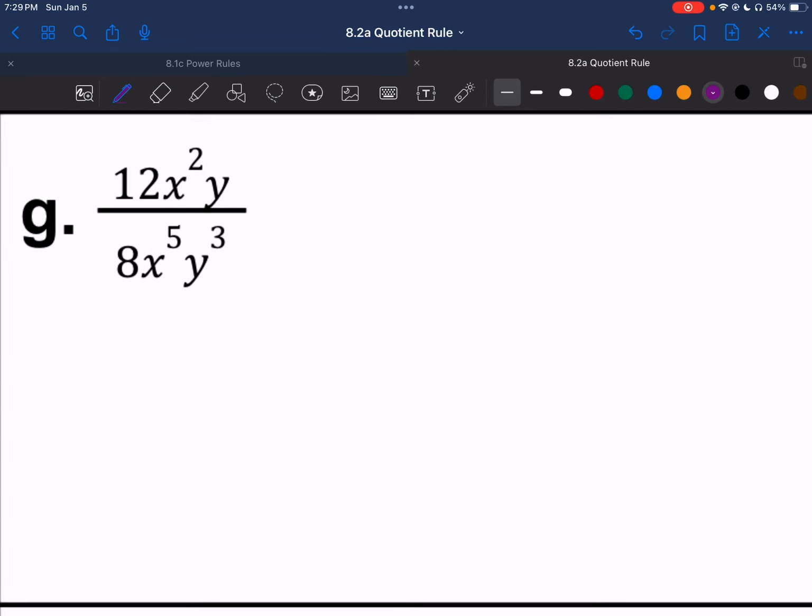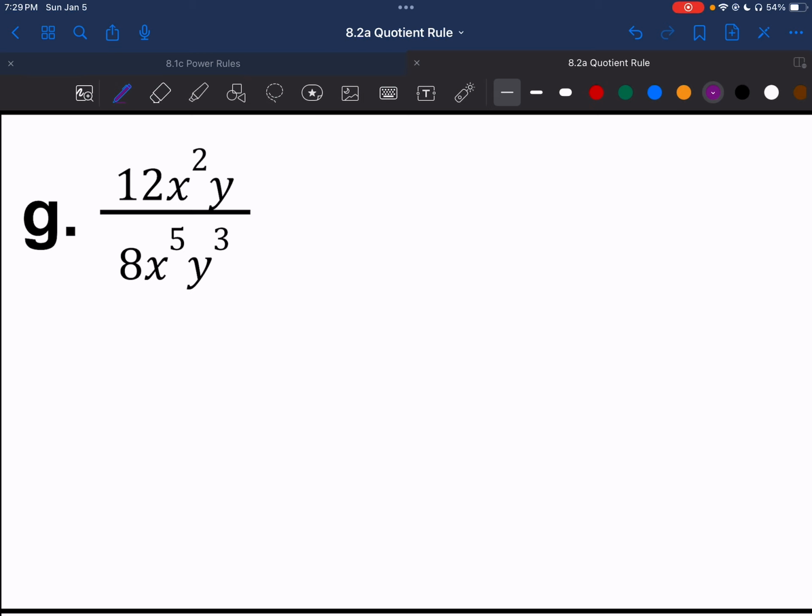So letter G, we have coefficients, so let's look at that piece first. 12 over 8, let's simplify that fraction. Those are both divisible by 4, so we get 3 over 2. Okay, that's our start. So now x to the 2nd, x to the 5th. Where do I have more x's? I have more x's in the denominator, so we have 5 minus 2.